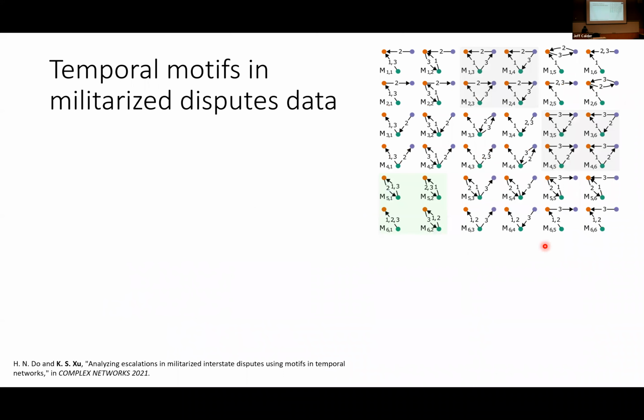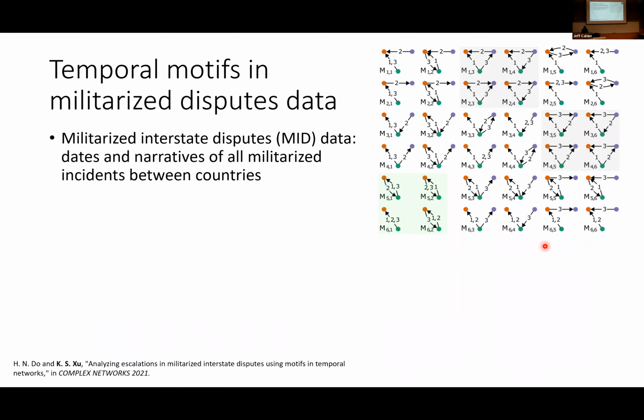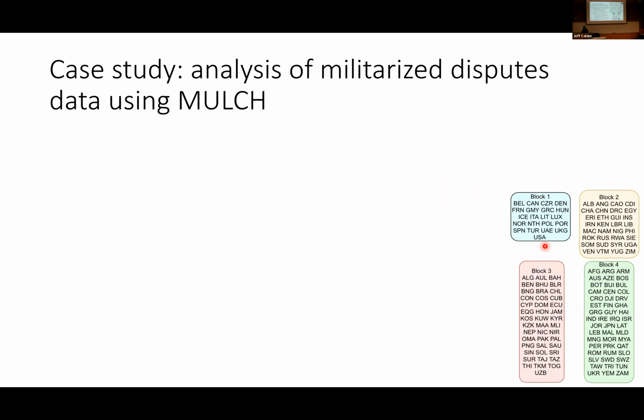And these temporal motif counts are important in many applications. So this militarized disputes example I was talking about: we have dates and narratives of all militarized incidents between countries over a period of a couple decades. And these temporal motifs represent patterns of escalation of these militarized disputes. So let me jump to the analysis of this using our MULCH model.